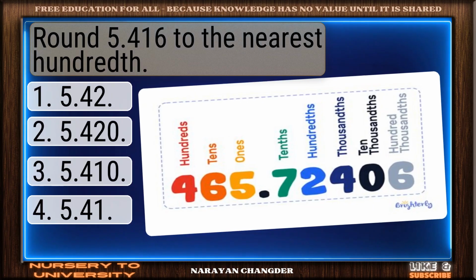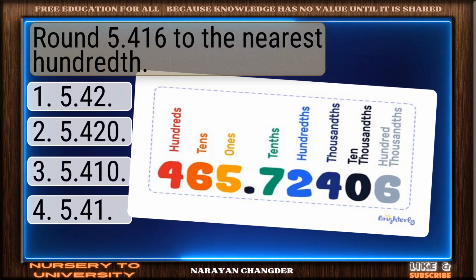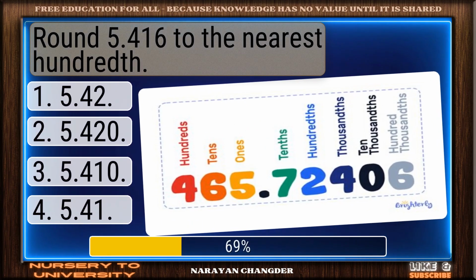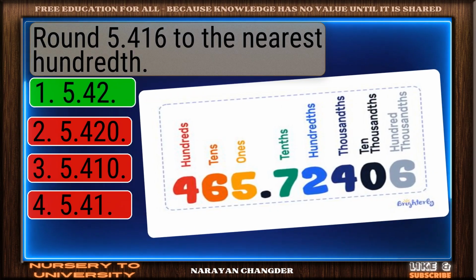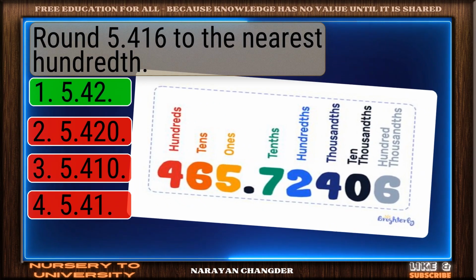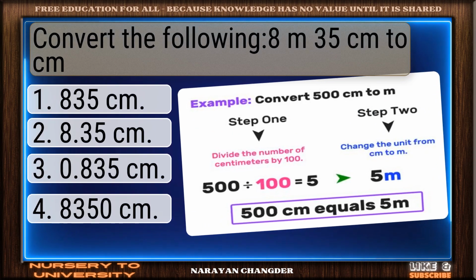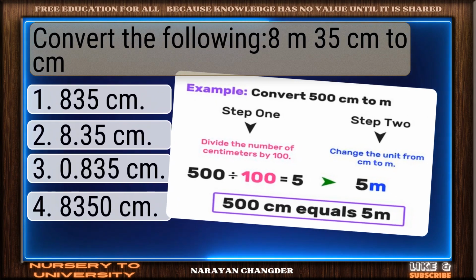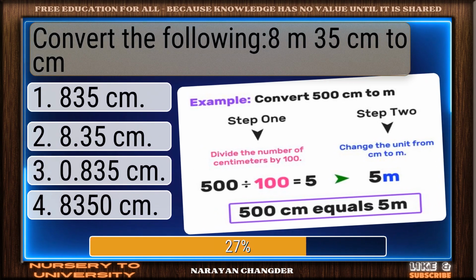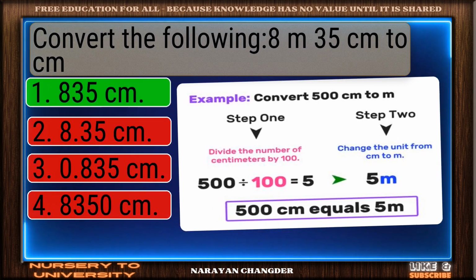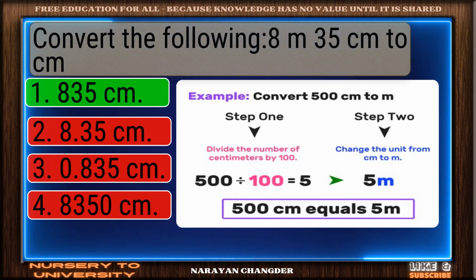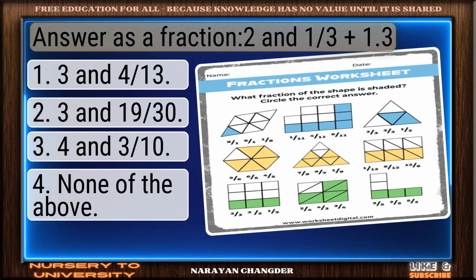Question number 53. Round 5.416 to the nearest hundredth. Sharp thinking. 5.42 is the right choice. Question number 54. Convert the following: 8 meters and 35 centimeters to cm. Solid response. 835 centimeters.